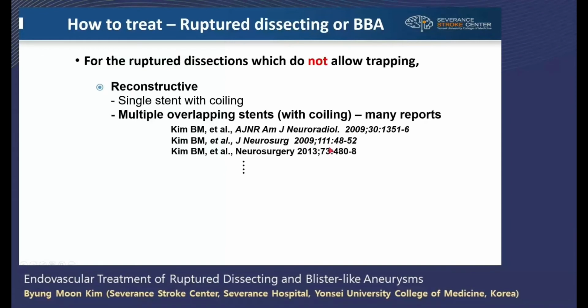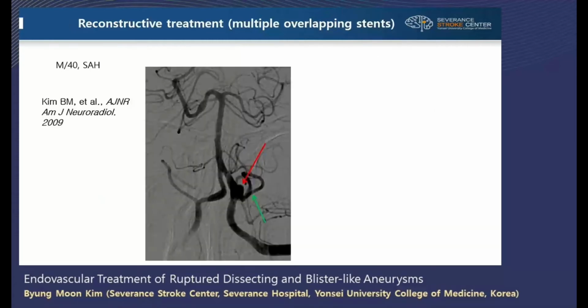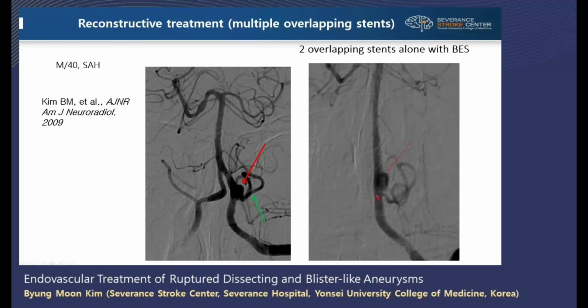There are many reports about multiple overlapping stents with or without coiling. Recently, flow diverter treatment is also increasing. This is an example. This ruptured left vertebral dissecting aneurysm involves the left dominant PICA origin. At that time I treated this case with 2 overlapping stents, a balloon expandable stent. At that time, a self-expandable stent was not available.